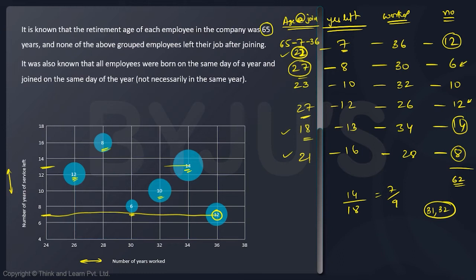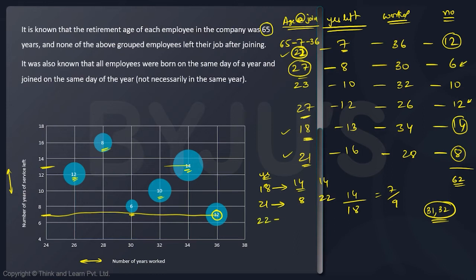So my youngest age is 18. At 18 years, there are 14 people. Okay, so when I'm arranging, these 14 will come first. Then the next age is 21. At 21, there are 8 people. So the cumulative is 14 and the cumulative here is 22. I did not reach my 31 yet.